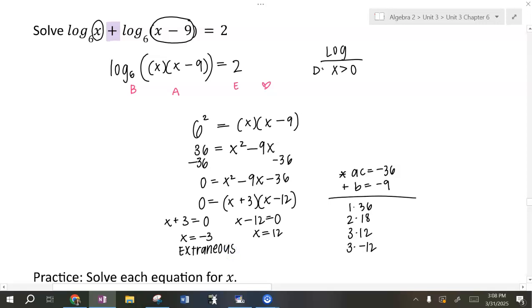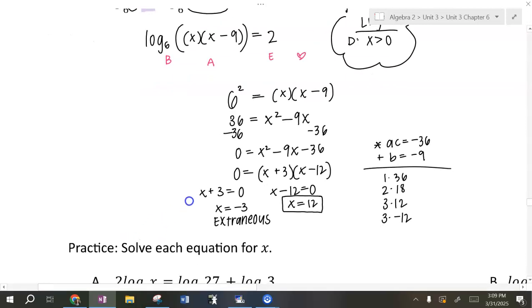Now let's check x equals 12. Log base 6 of 12, that's totally fine. That's a positive inside the log. Double check the other one. Log base 6 of 12 minus 9. Is 12 minus 9 still positive or greater than 0? Yes. So that answer is perfectly fine. You can actually plug in 12 for all the x's and make sure that it works out. But really what you're looking for is just to make sure that what's inside the log remains positive.